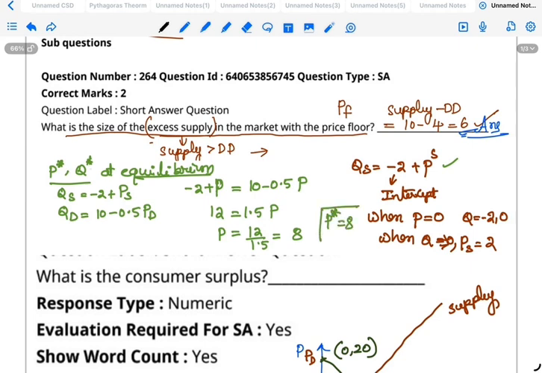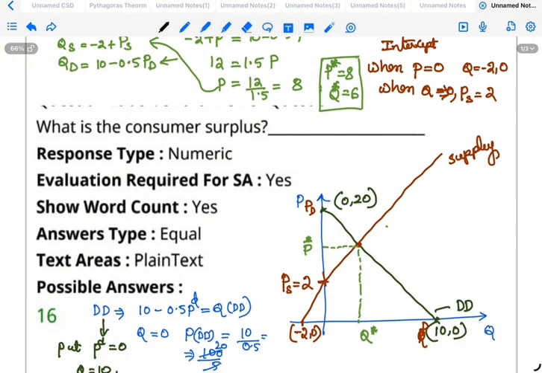In this equation, Q equals minus 2 plus 8, that equals 6, so Q star equals 6. You can put this P value in either of the two equations. P star and Q star values are 8 and 6. So the quantity at equilibrium is 6 and P star equals 8, because at this intersection point supply equals demand.